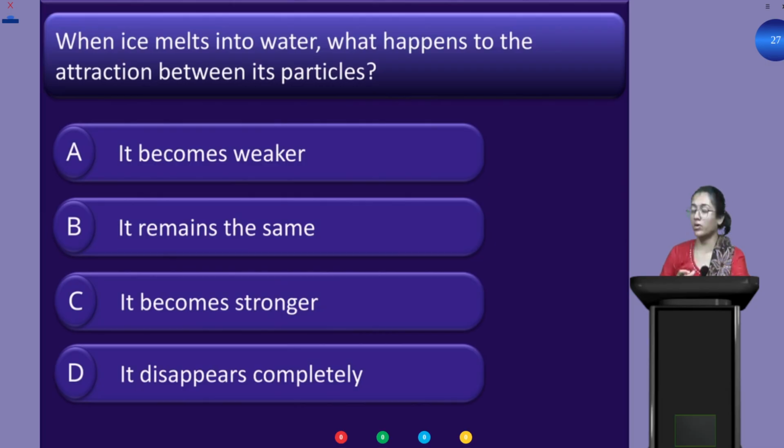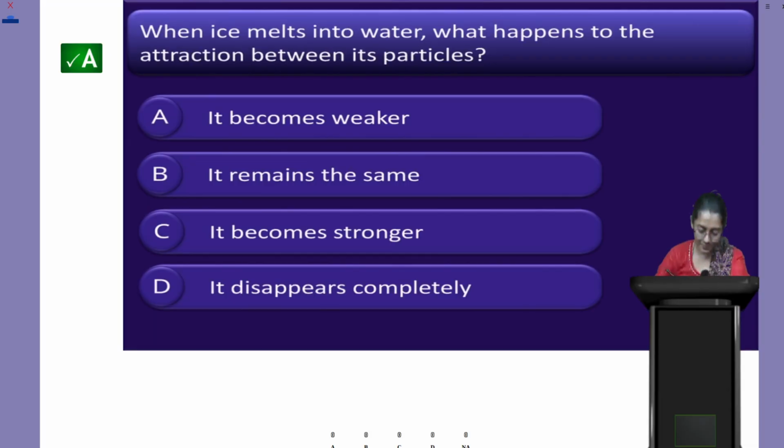What happens when a solid becomes liquid? Does the attraction force between the particles become weaker, remain the same, become stronger, or disappear completely? Tell me. Very good. Many of you have given the right answer, and with that your time is up. Our right answer is that it becomes weaker.